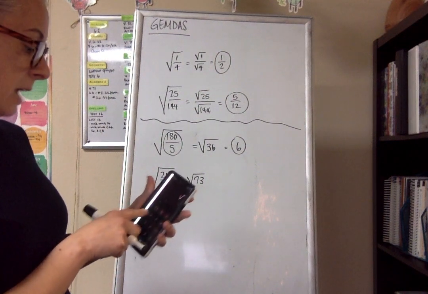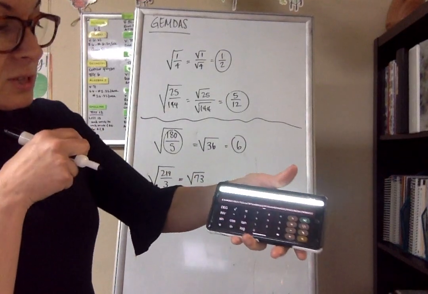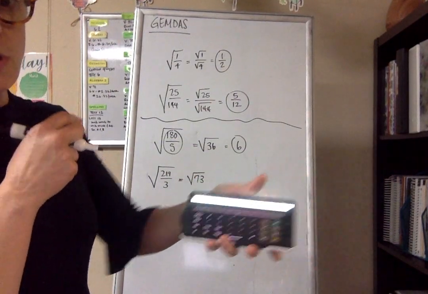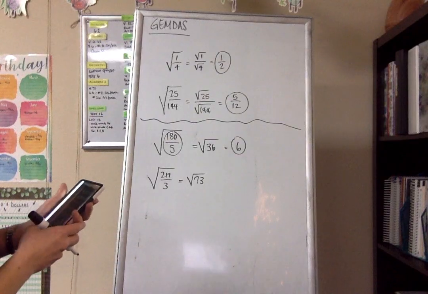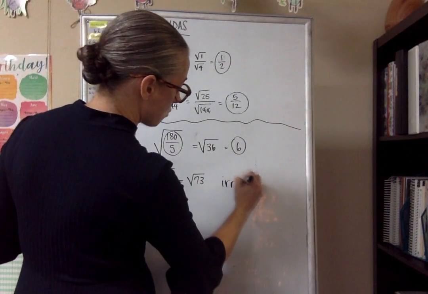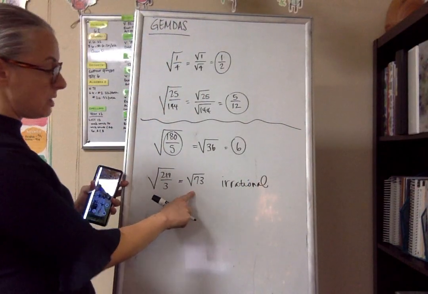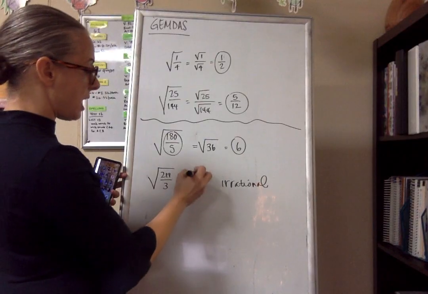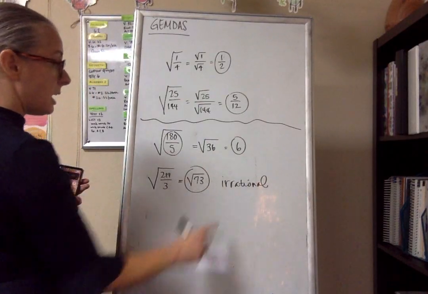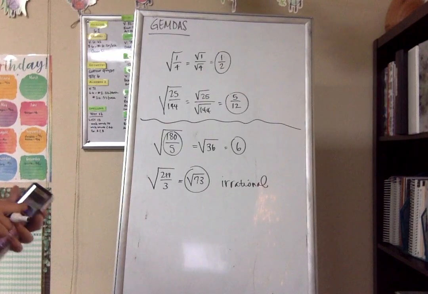So if I use my calculator and I punch in square root of 73, I get this big old long hairy decimal that looks like it's never going to end. That just tells me that this problem is irrational. There is no square root of 73. This is as simplified as it can get, and it's irrational because it doesn't have a perfect square root.